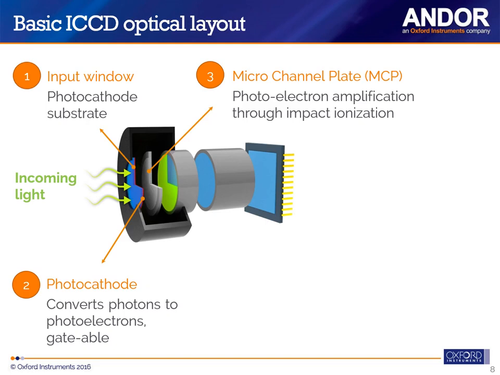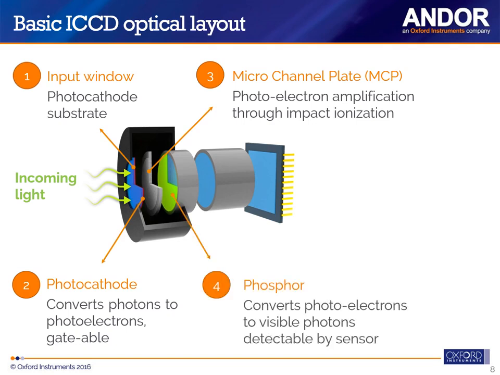The next element in the chain here is an element called the microchannel plate, or MCP, and this is the part of the intensifier that does the intensification. This intensification is based on impact ionization, generating secondary electrons to amplify an initial single photoelectron coming from a photocathode.